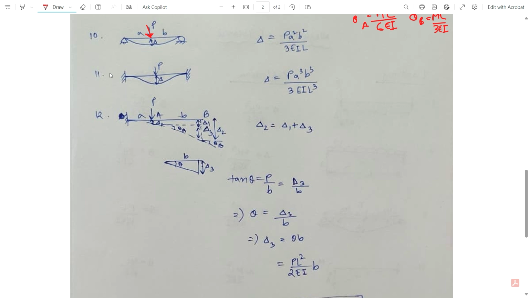Okay, then you see 11 is the fixed beam. In a fixed beam, if you give a point load not in the mid but at the A or B position, then delta is equal to P A cube B cube by 3 E I L cube. Here you see A square B square, and here A cube B cube and 3 E I L cube. Remember these tricks.